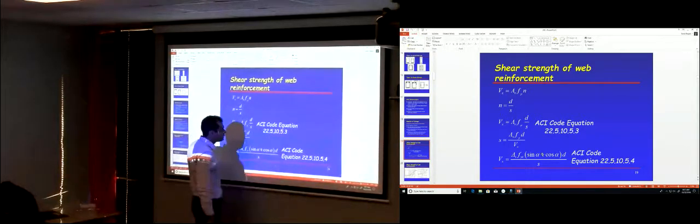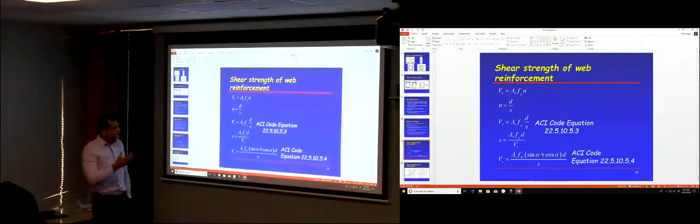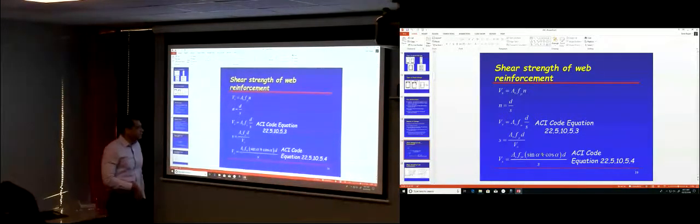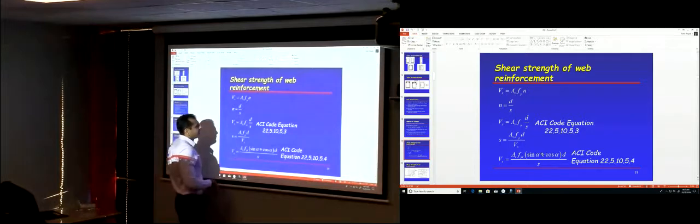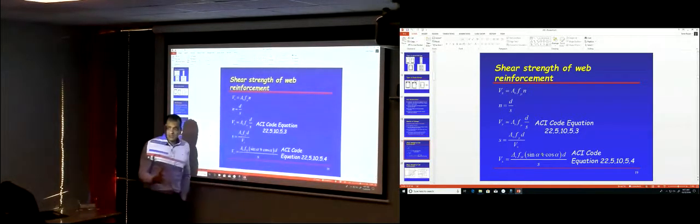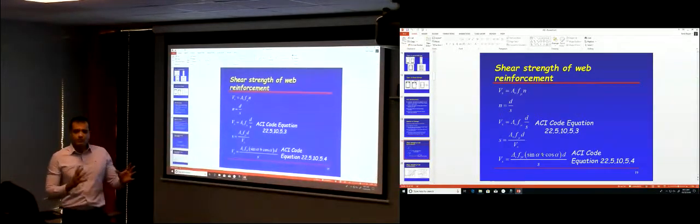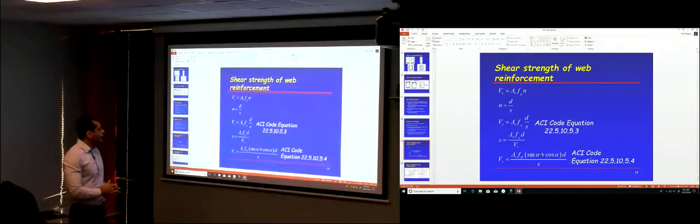This is the ACI equation 22.5.10.5.3. You don't have to memorize it, it's in the code. In this equation, you have two variables, Av and s, two design variables. You can choose whatever area for the stirrups you want and the spacing. You can play with those two numbers, so you have to assume one of them.